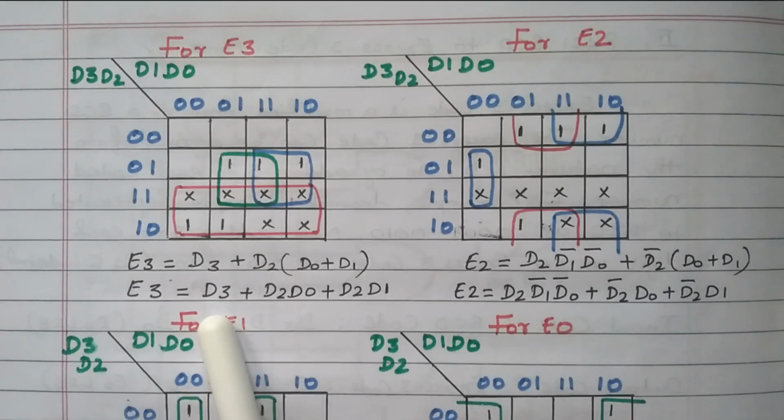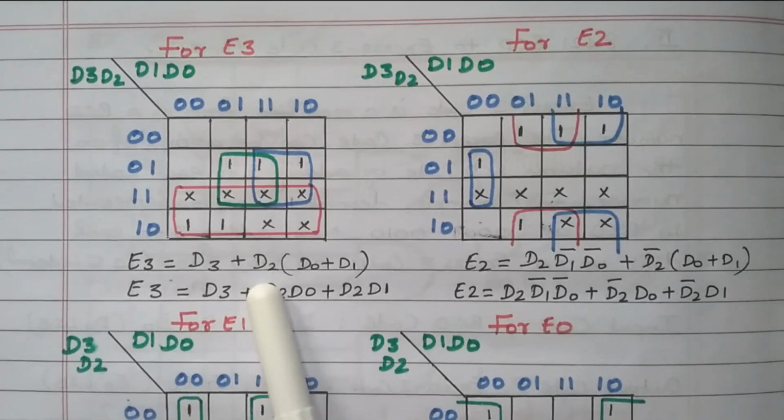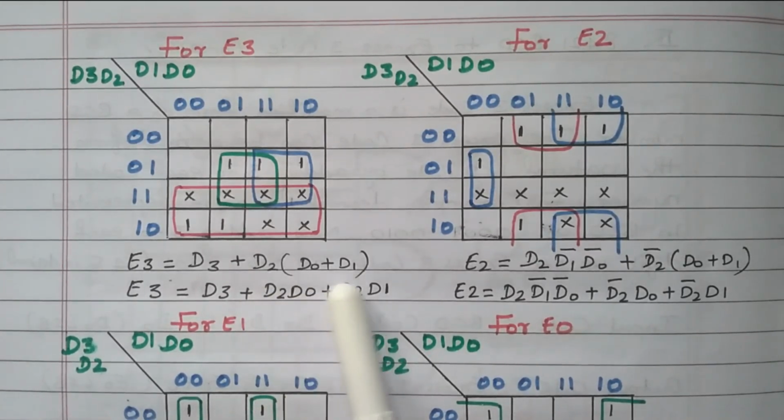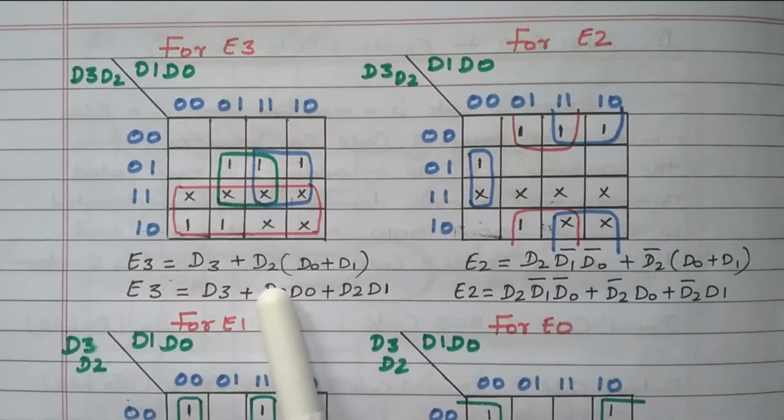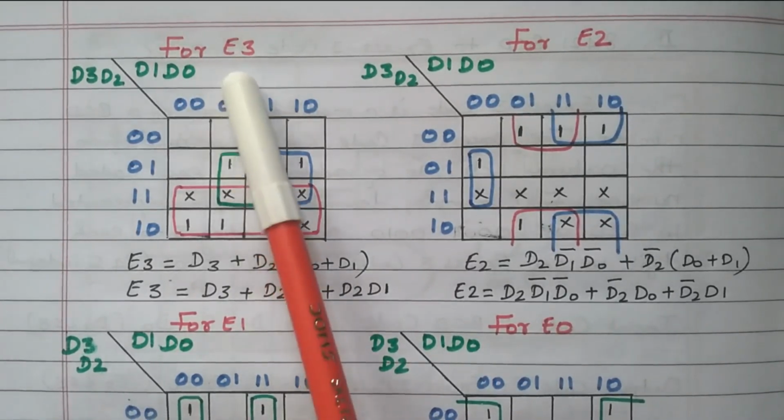So this is nothing but D3 plus D2 D0 plus D2 D1. The D2 is available commonly, so we take it common. So we get D0 plus D1. Finally we have D3 plus D2 times (D0 plus D1). So that is the expression for E3.